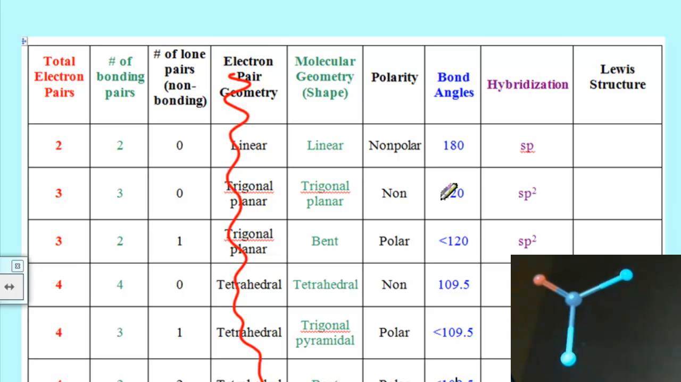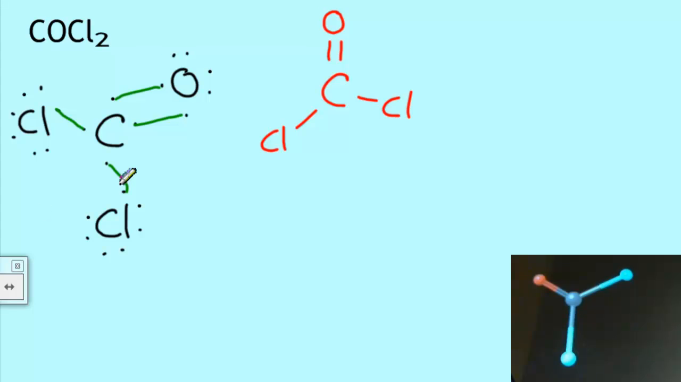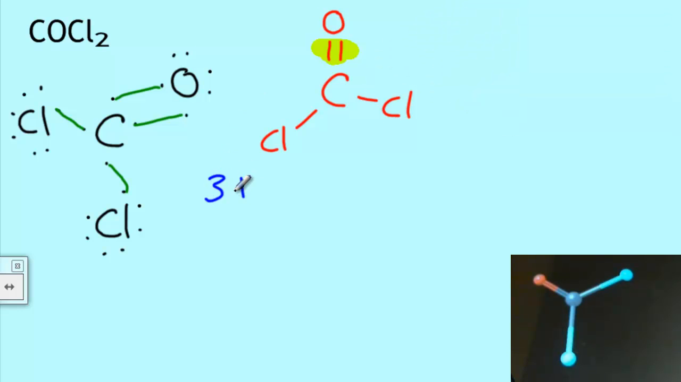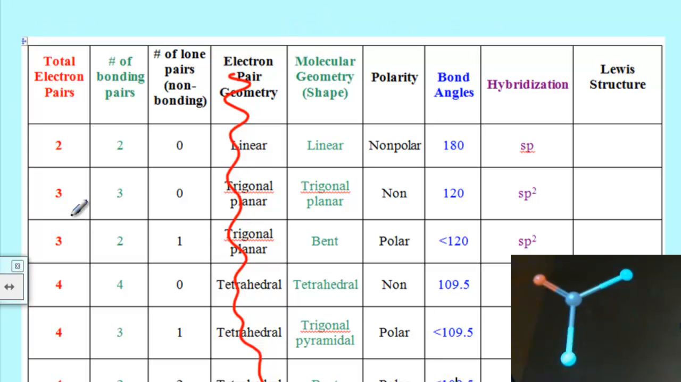Okay, so real quick, jump back to the molecule in case we forgot. I've got 1, 2, 3 total pairs. Remember that the double bond counts as 1. Okay, so let's just write that down real quick so we don't forget. So I've got 3 total, and those are all 3 bonding, and I've got 0 non-bonding. Okay, so jump back here to the chart. It's got to be one of these two. I've got 3 total pairs, and I've got 3 bonding pairs. So that means that it is trigonal planar.